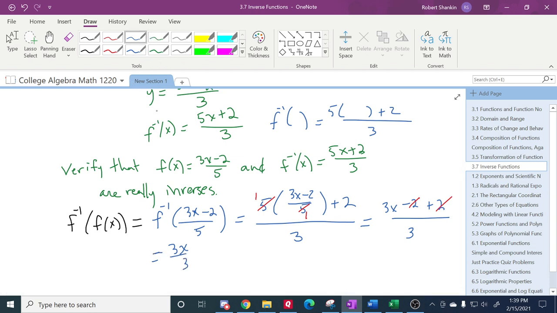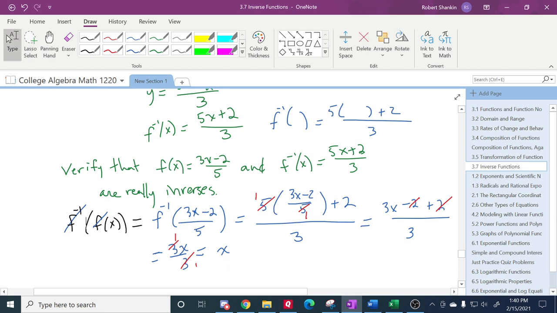And then, thus, finally, the 3's will cancel or reduce. And then I get x. And that's as if these two have killed each other off. And it verifies that they are indeed inverses.